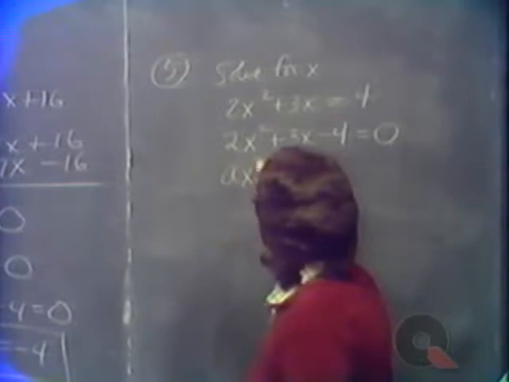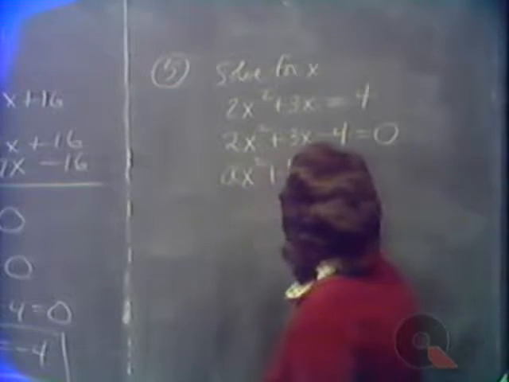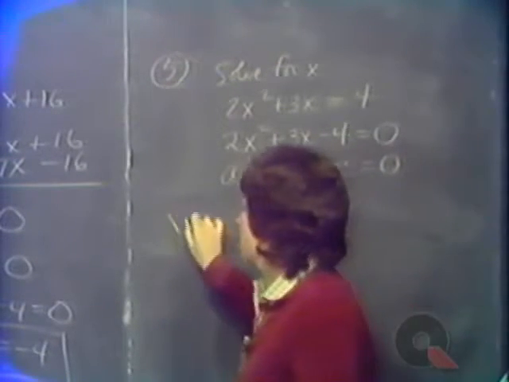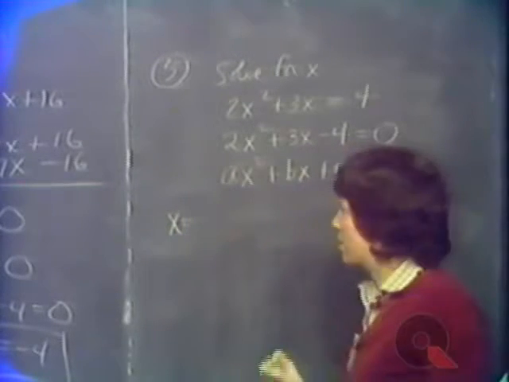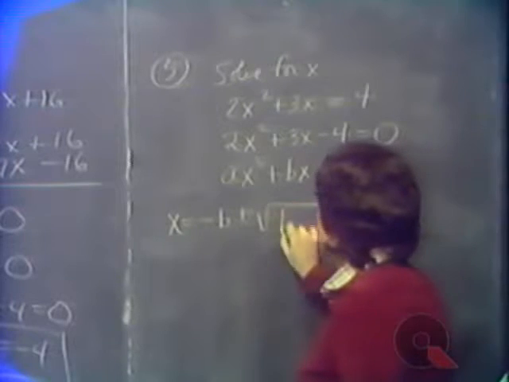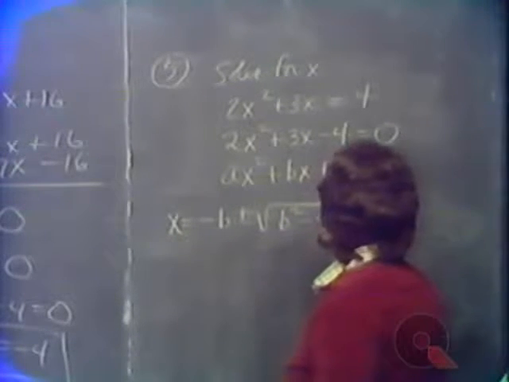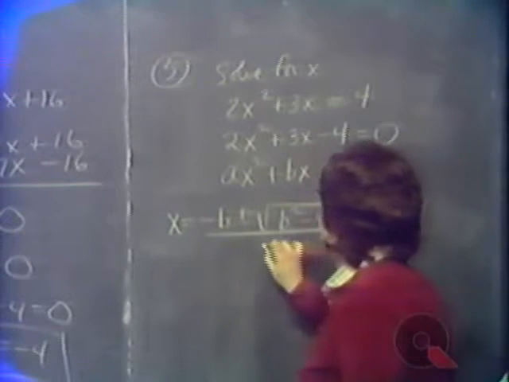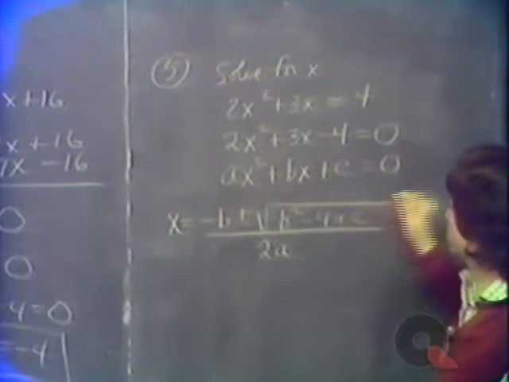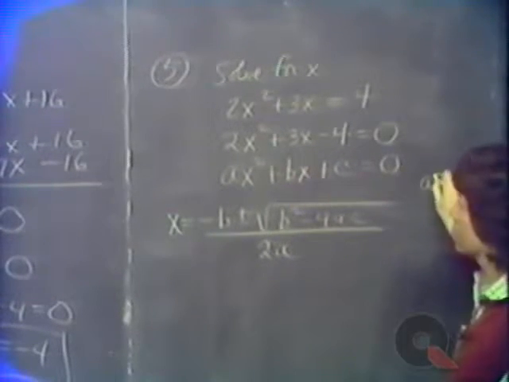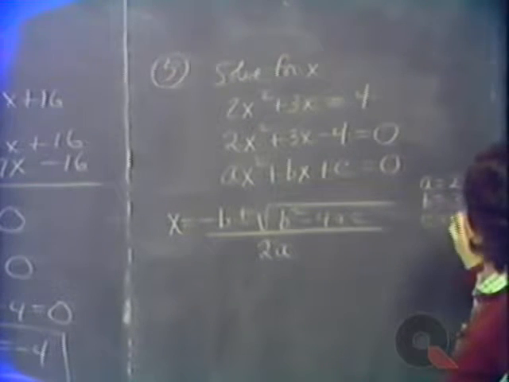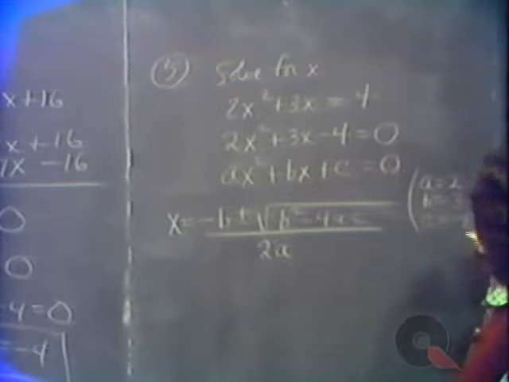I'm going to say that this is in the form ax squared plus bx plus c equals 0, in which case the solutions can be gotten by the quadratic formula, that is x equals minus b plus or minus the square root of b squared minus 4ac, over 2a. Matching this up, we see that in this instance, a equals 2, b equals 3, and c equals minus 4.